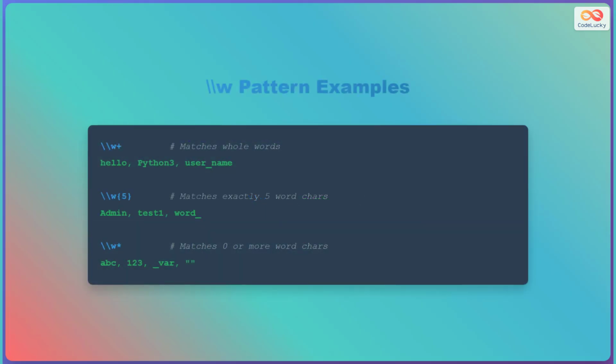Let's explore some examples of using \w in regular expressions. The pattern \w+ matches whole words, such as hello, Python3, and user_name. The pattern \w{5} matches exactly 5 word characters, like admin, test1, and word_. The pattern \w* matches 0 or more word characters, like abc123_var, and an empty string.